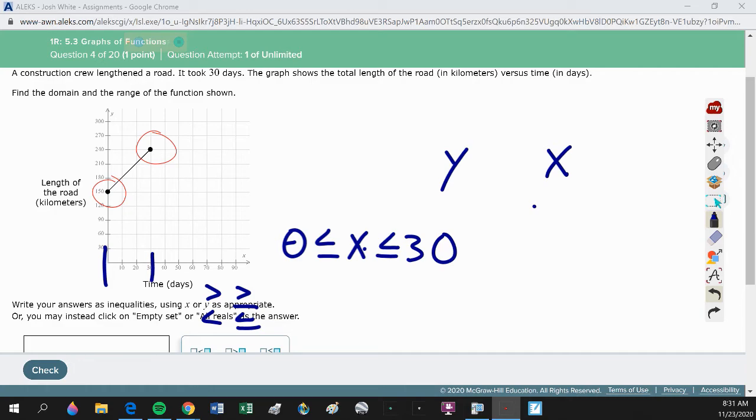How would you represent the range? What is the smallest y value? 150. What's the biggest y value? 240. And our y is in between that. What symbols should we use? The same ones.